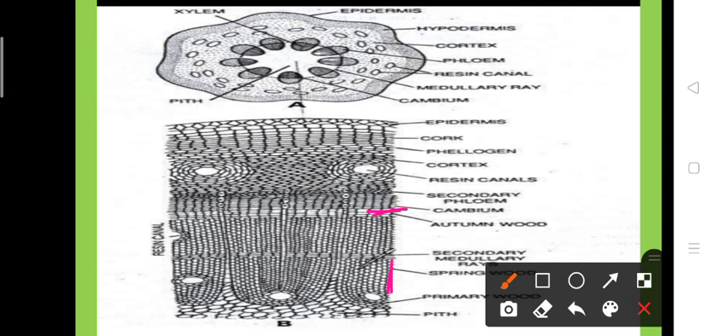In cross section, the spring wood and autumn wood appear as a series of concentric rings called annual rings. Counting the number of these rings gives an indication of the age of the tree. Annual rings indicate the age of the tree. If the tree shows 12 annual rings, that means the age of the tree is 12 years.